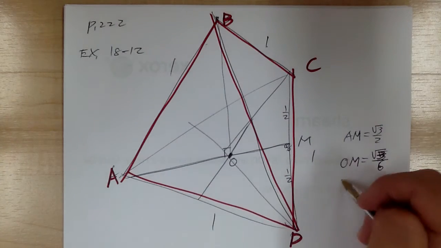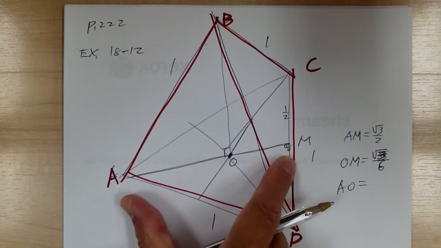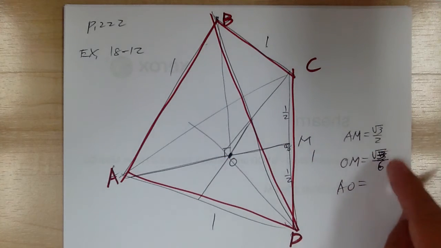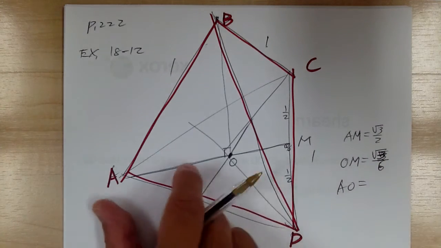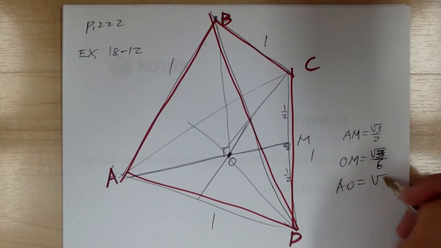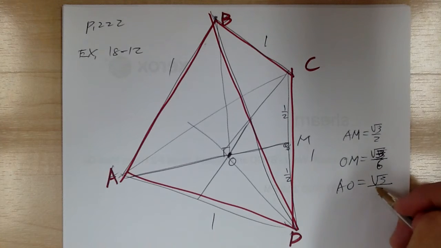And AO. Again, this is square root of 3 over 2, and 1/3 of that is what we just found. AO would be twice of that, so multiply by 2, and it would be square root of 3 over 3. You simplify the 2 and get 3.